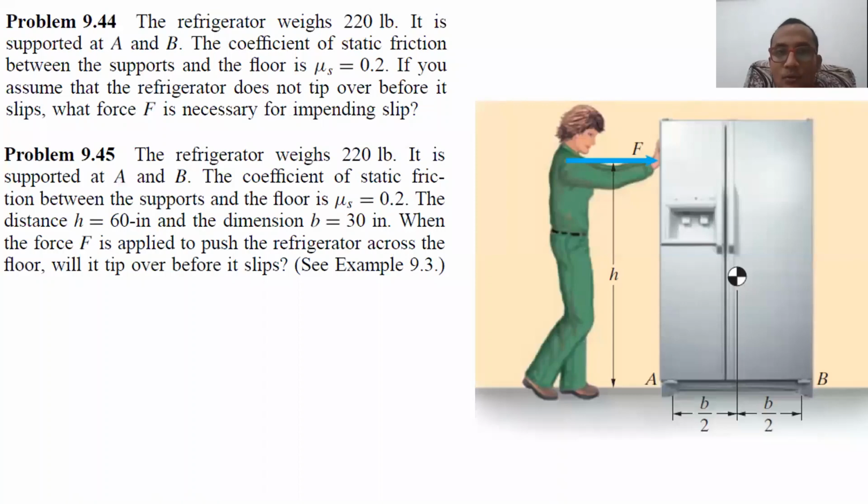I think I will give you 1 or 2 minutes to understand the problem. Then after that, we will discuss this problem. Try to read it first.